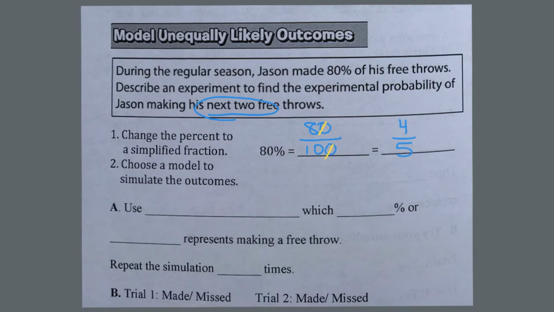So when we do this, you need something that will simulate 5 different outcomes. So we can use the cards again, and in this case, we'll use colored cards. You may choose to use, again, crayons or marbles or something. Maybe if you don't have exactly the same color, you could always use different shades of the same color to represent a free throw that's made and then one that's missed. And 80% represents making a free throw. So we're going to say 4 out of 5 represents making a free throw.